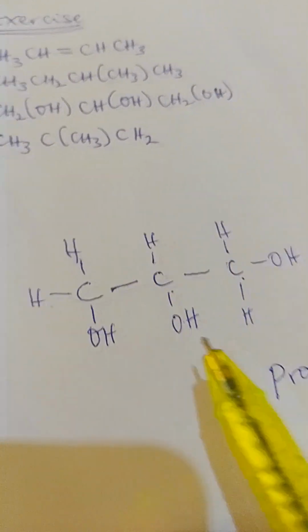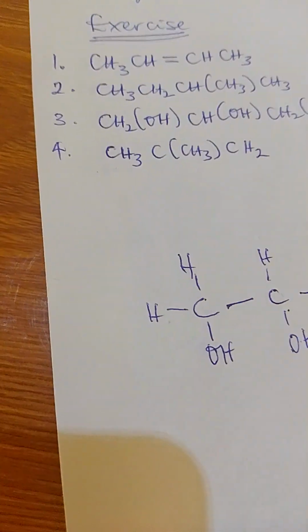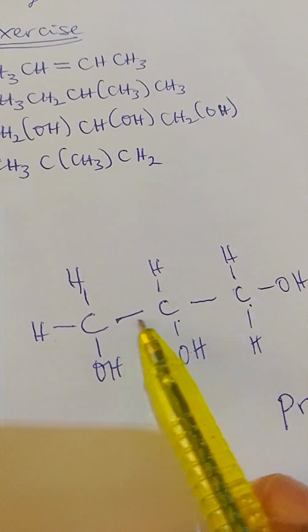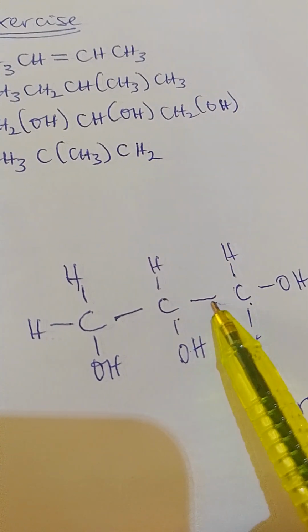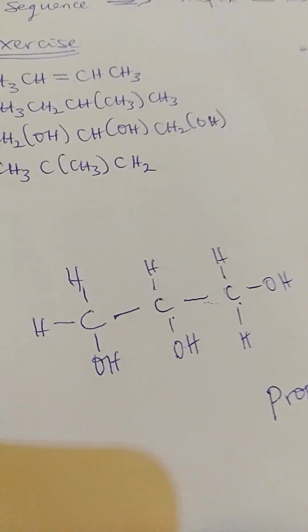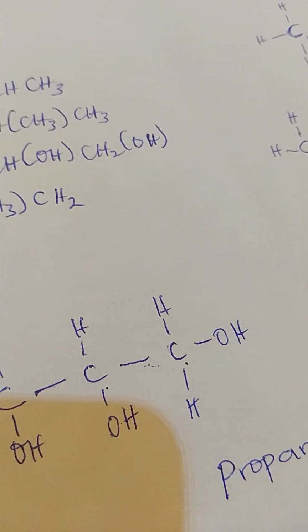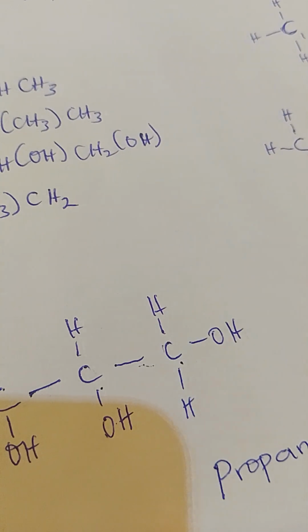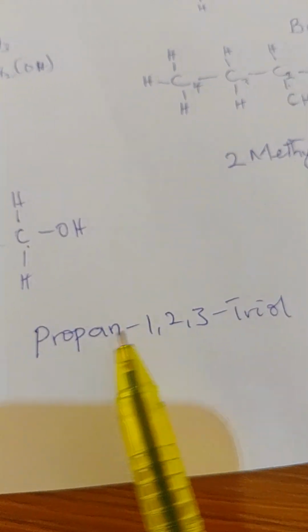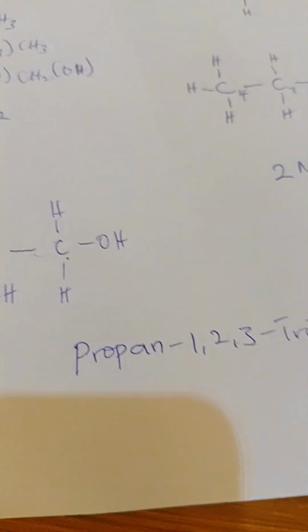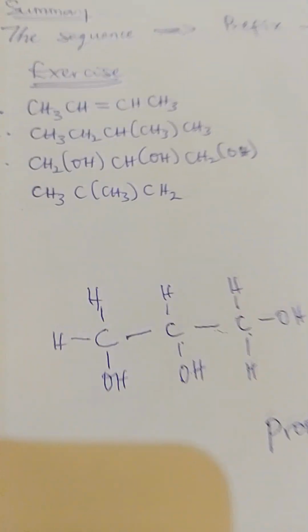So now what's happened? On carbon 1, on carbon 2, on carbon 3, there is a hydroxyl group, and the structure tells me that they are all single bonds. So I can just say propan-1,2,3-triol. So the name of this compound, I will name it as propan-1,2,3-triol. Okay, propan-1,2,3-triol.